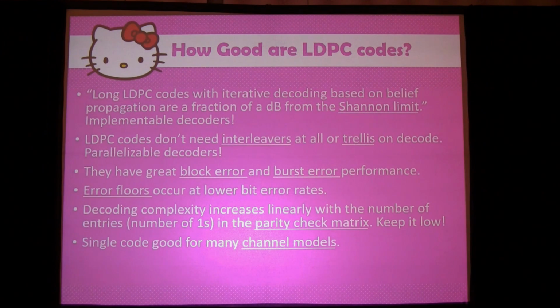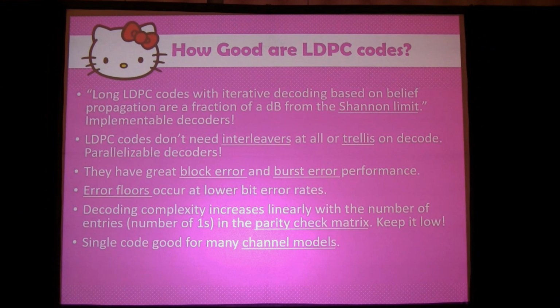Why are they so good? Well, if you use these codes with something called iterative decoding, meaning that you make a couple of runs at it, it's cyclic. You don't just do a multiplication and call it done. It's an iterative process. If you do that, and if you use something called belief propagation, then you can get within a fraction of a dB of something called the Shannon limit. These are implementable decoders.